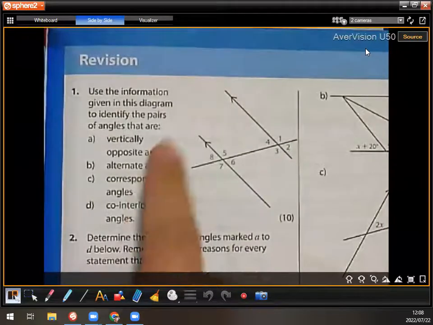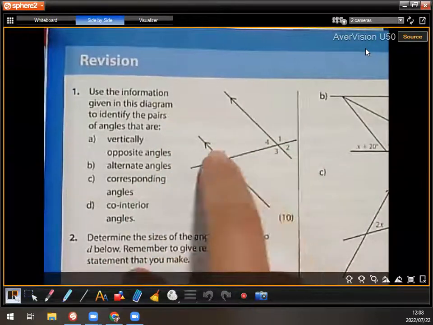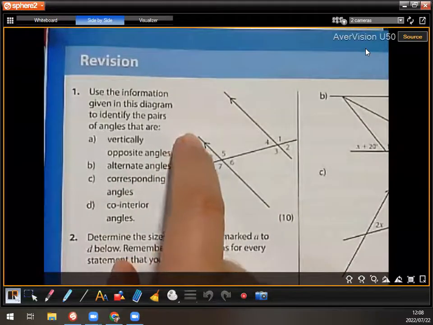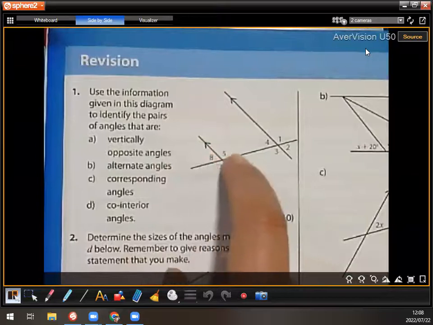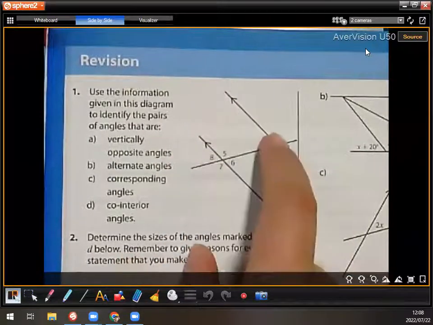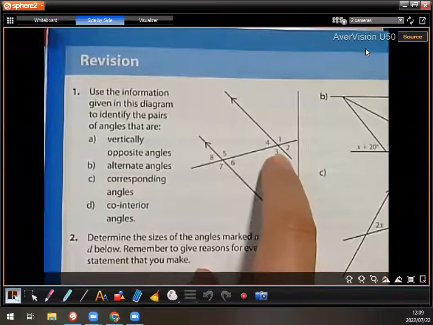Now here for B, you had to just be able to identify Z shapes. There were 2. All right, so I'm looking at that one. Follow my finger, please. There, and then there, and then there. Right, that's a Z shape. So the angles that we have there are 5 and 3.